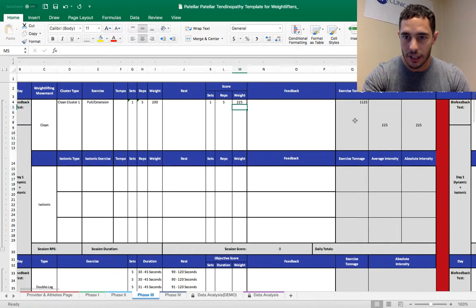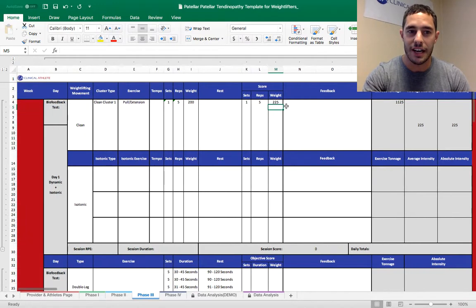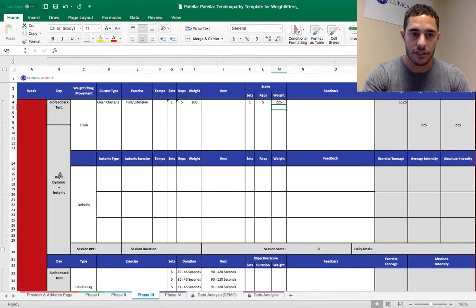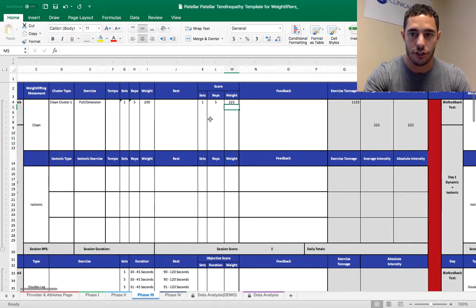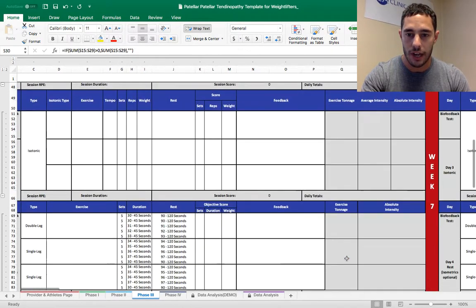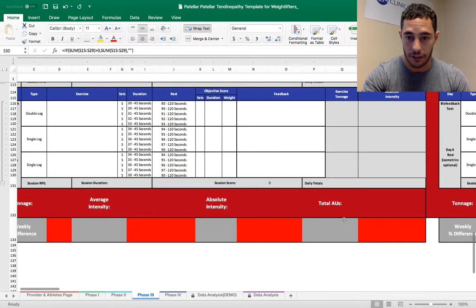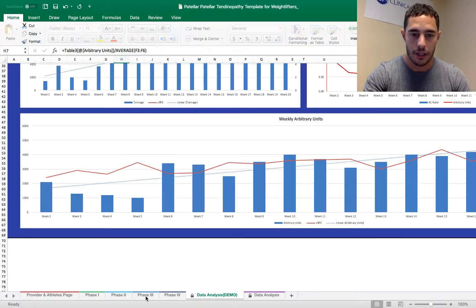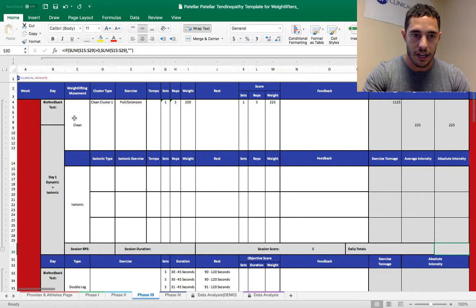Please make note that the dynamic exercises, the dynamic loading, the clean, the snatch, the jerk variations will not be reflected in the daily totals, will not be reflected in the weekly totals, and will not be reflected in the data analysis tab. These clusters for the clean, the snatch, and the jerk are not included in those metrics because the loading will be so variable.